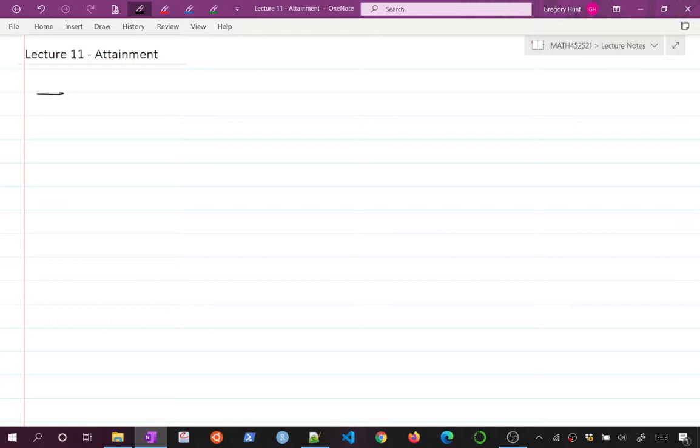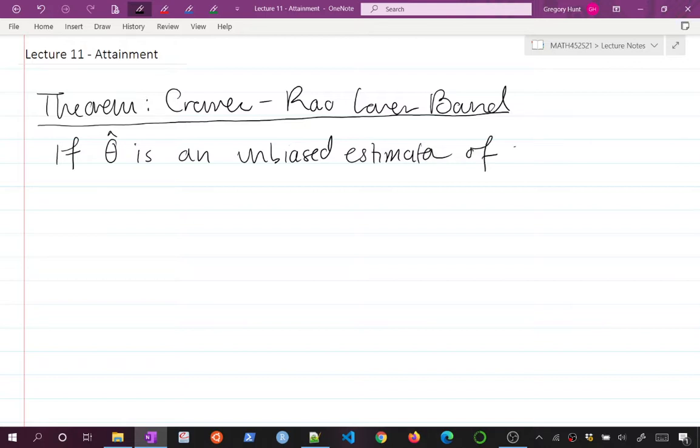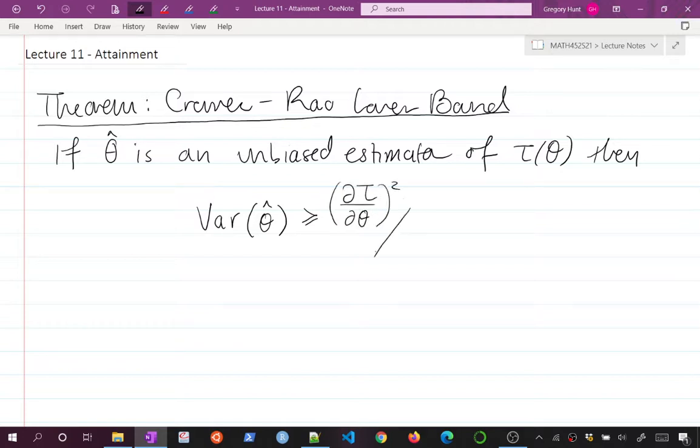So let's say theorem, Cramér-Rao lower bound. And the theorem can be pretty succinctly summarized, which is that if theta hat is an unbiased estimator of some function of our unknown parameter, tau of theta, then the variance of our estimate of tau of theta, the variance of theta hat, can never be smaller than d tau d theta quantity squared divided by the information contained in our sample about theta.